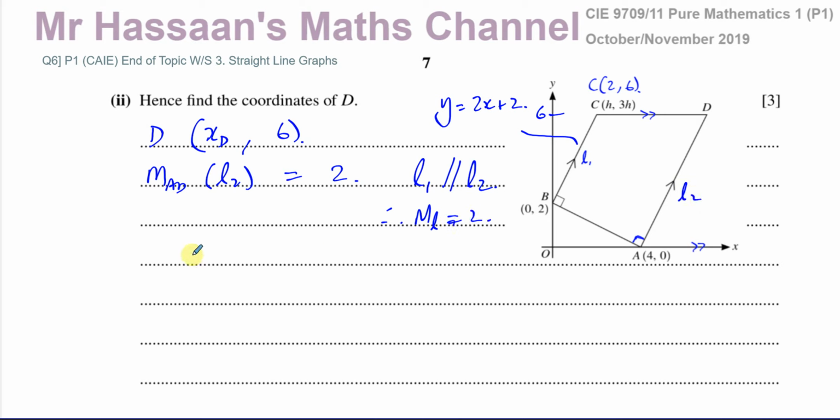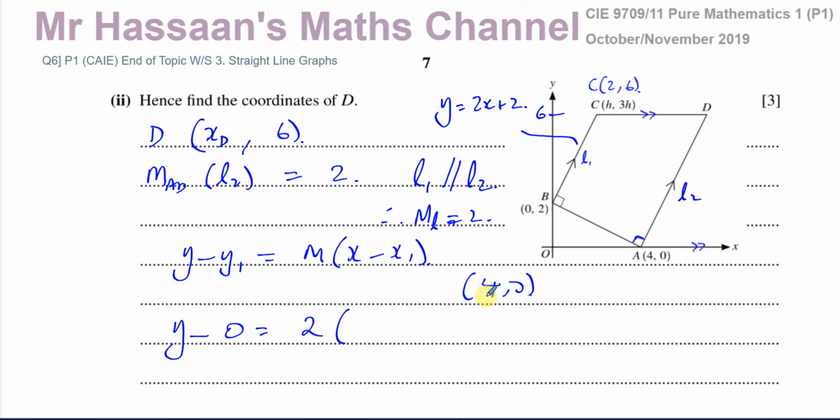So we can work out the equation of line 2 by using y minus y1 equals m times x minus x1. I know a point on line 2 is (4, 0). So I can use the point (4, 0), and substitute 0 for y1, 2 for m, and 4 for x1. So y minus 0 equals 2 times x minus 4.